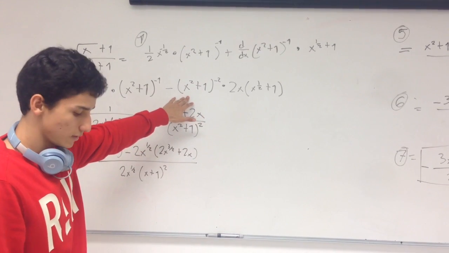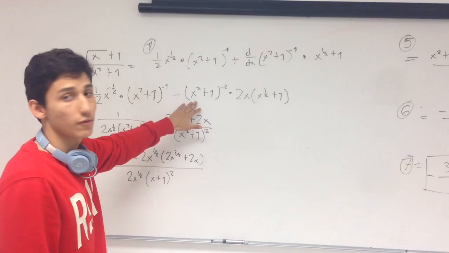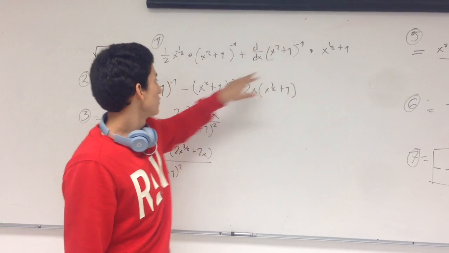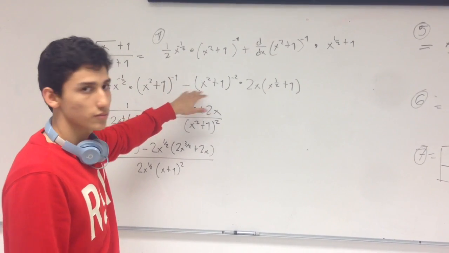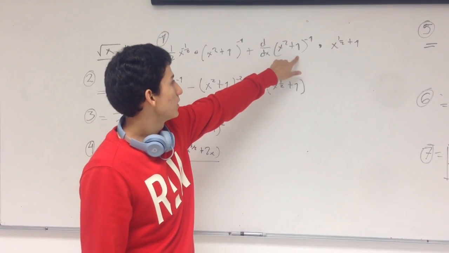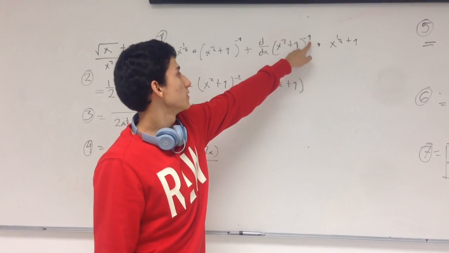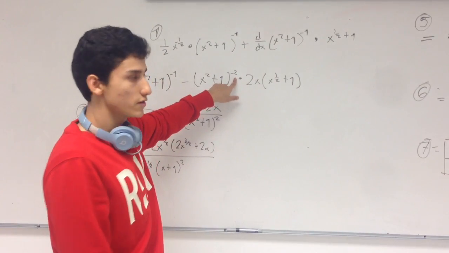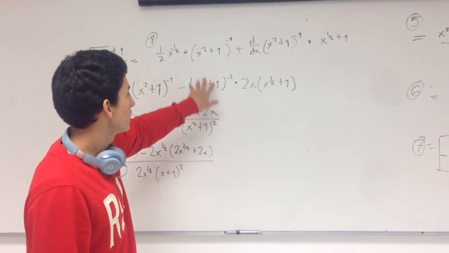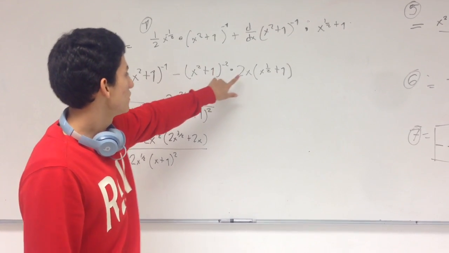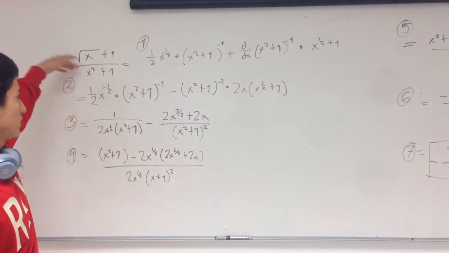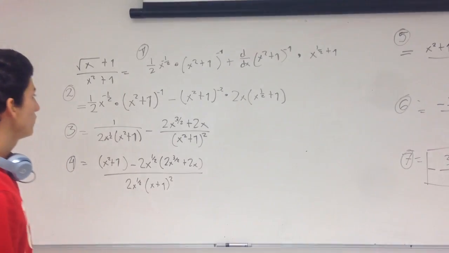We have to apply the power rule on this one, so that the exponent goes out multiplying as minus 1 times x squared plus 1, and we have to subtract 1 from this exponent and it becomes minus 2. Now we have to multiply by the derivative of the inside, which is 2x, and now multiply by the first function. So we get this.